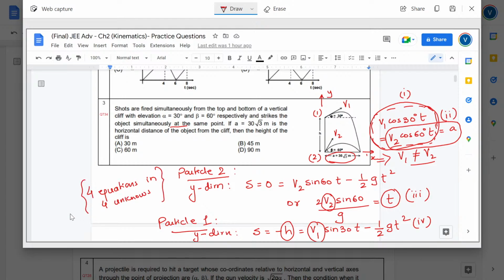But the way I have written my equations, I have 4 equations in 4 unknowns, which means I should be able to solve them and find out the desired unknown.